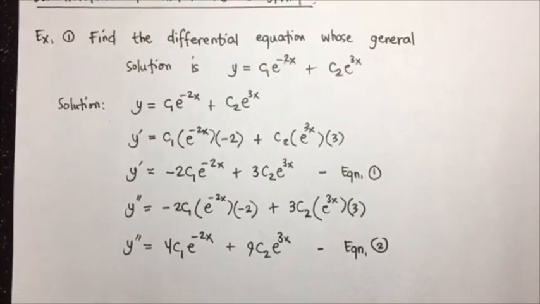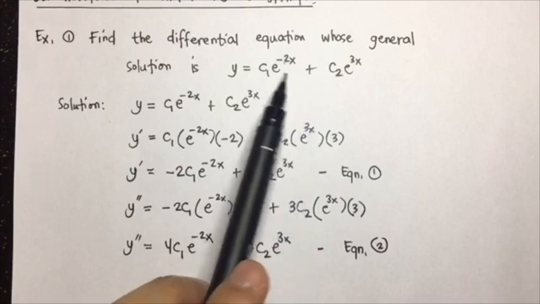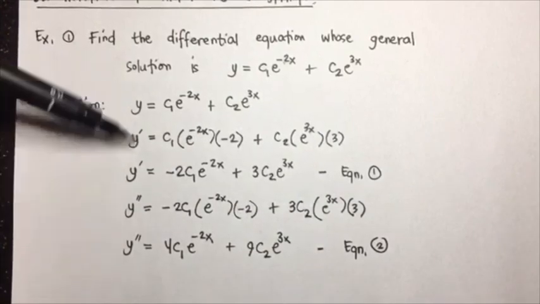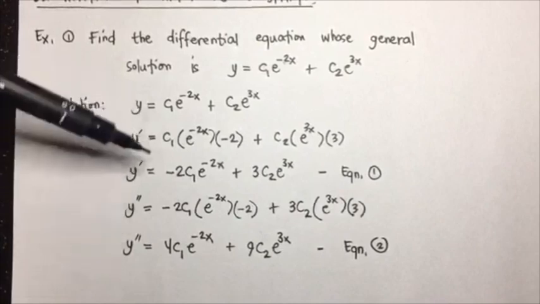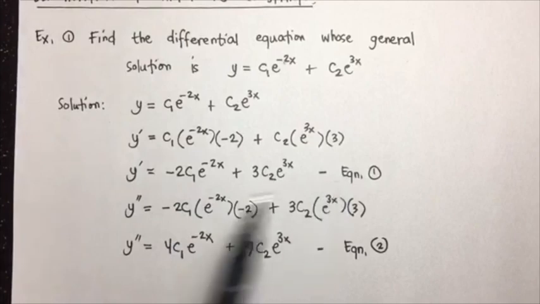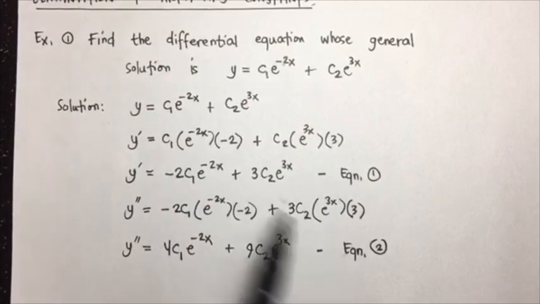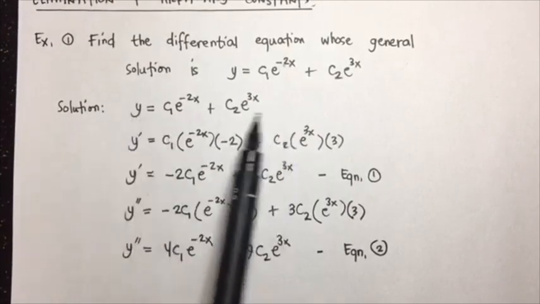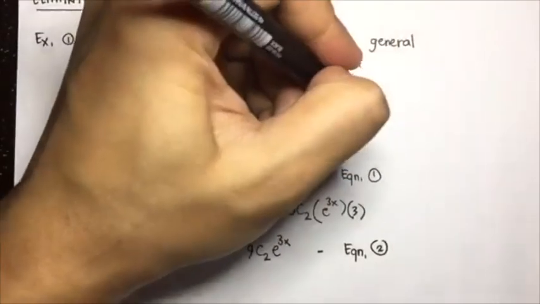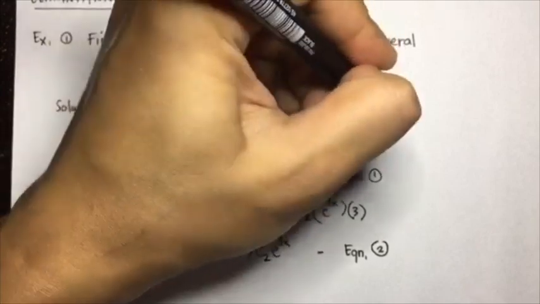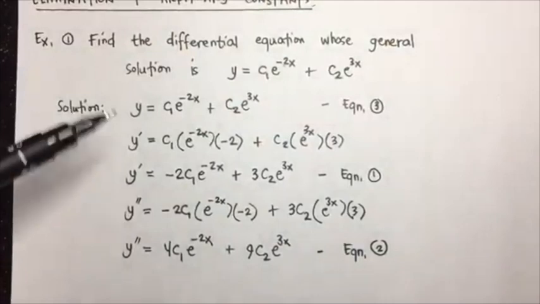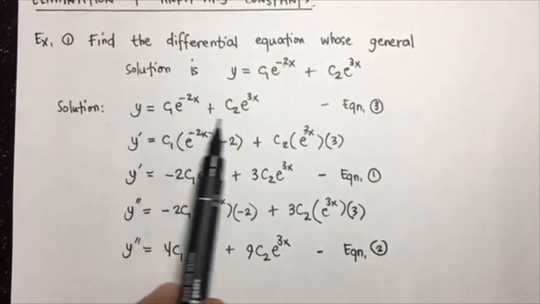To eliminate the constants, we will be using these three equations. We have the first derivative as our equation 1 and the second derivative as our equation 2. Actually, we also need the original function, so you can just name this equation 3. But this should have been equation 1 originally.